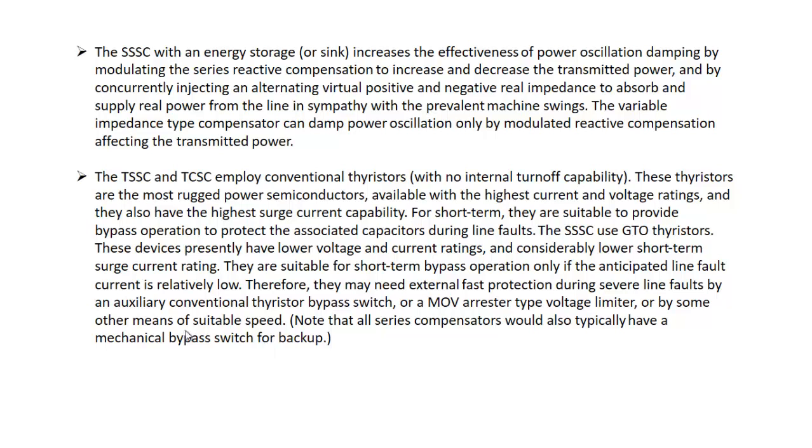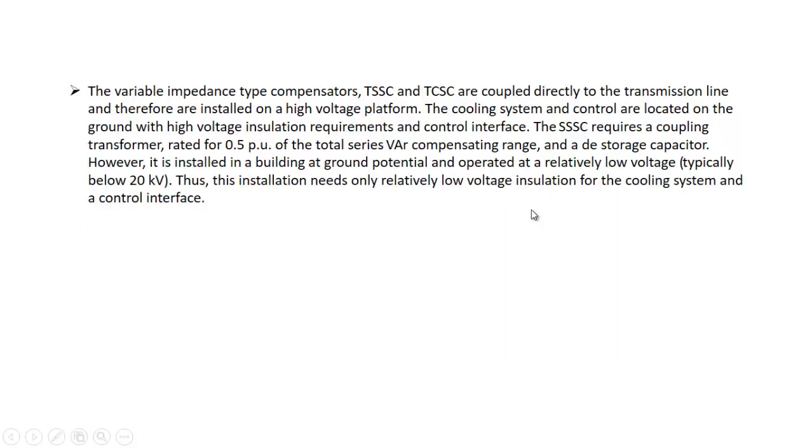So this is actually the advantage of TCSC and TSSC over SSSC. Now, the variable impedance type compensators, that is TSSC and TCSC, are coupled directly to the transmission line and therefore are installed on a high voltage platform because they are connected in series. Therefore we cannot have a transformer to step the voltage down and then connect them. The cooling system and the control are located on the ground with high voltage insulation.